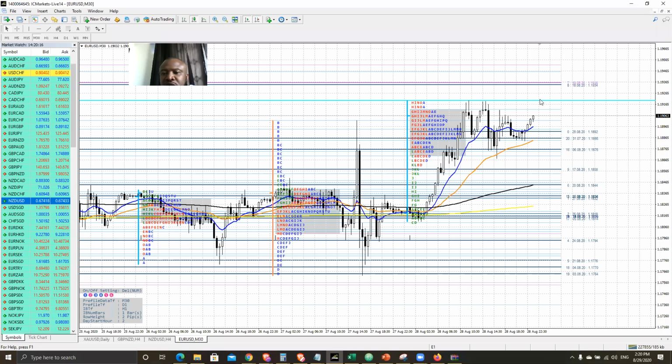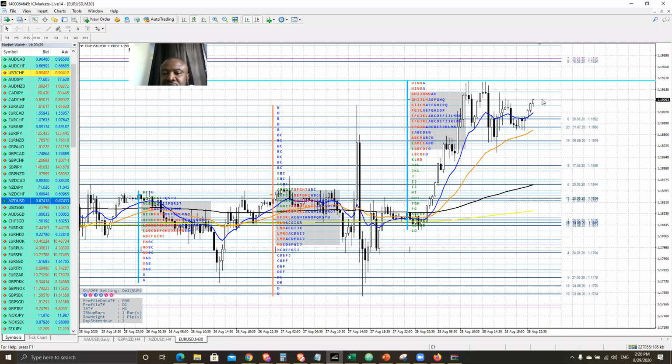All we need to do is keep watching this high. This high needs to be tested for us to know whether we have more buyers above it or whether we're going to see potential sellers coming into play. So, okay, that's it for the euro.